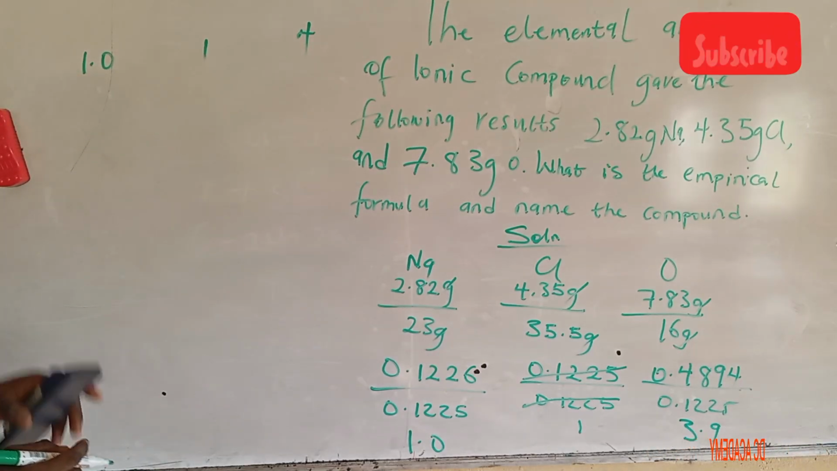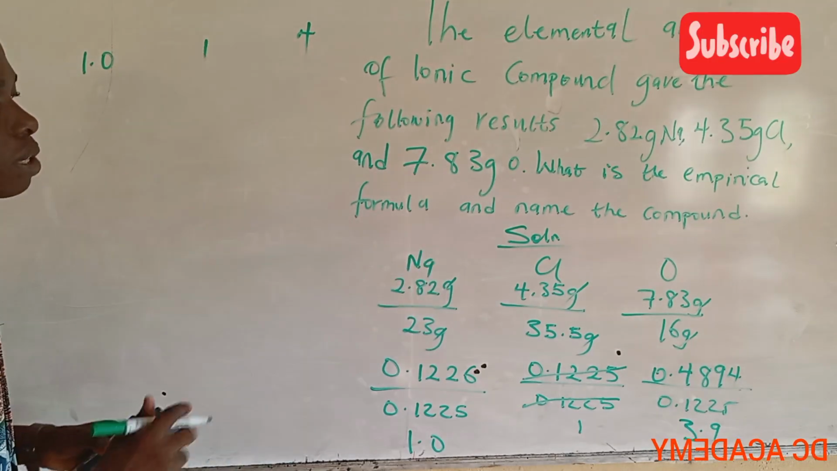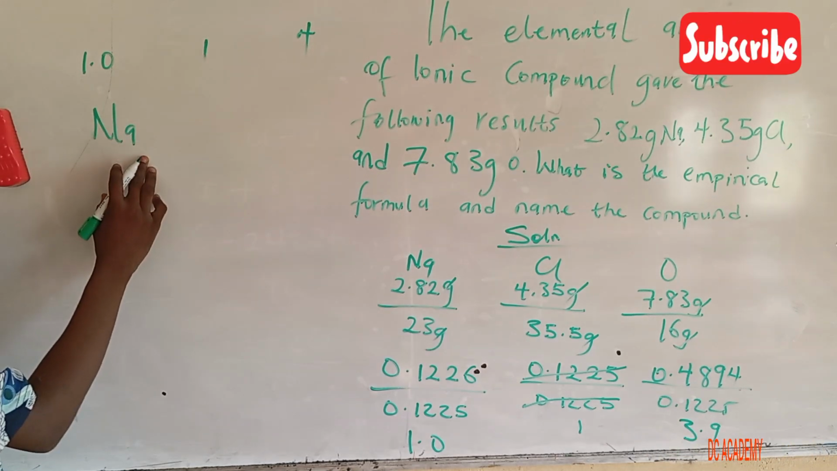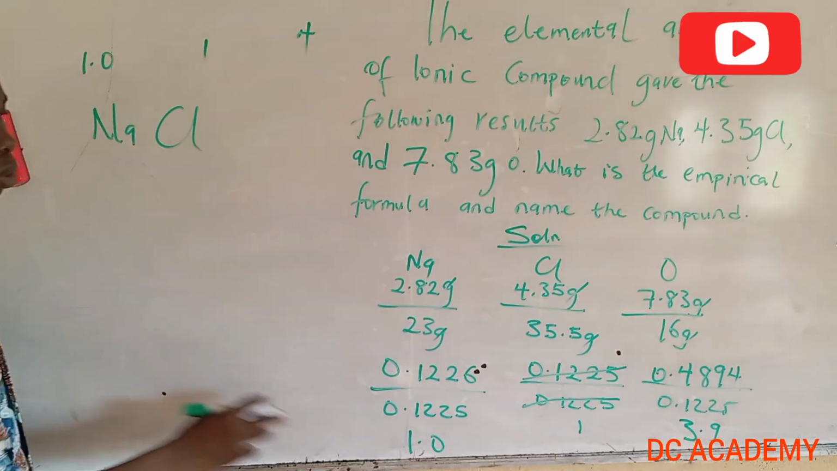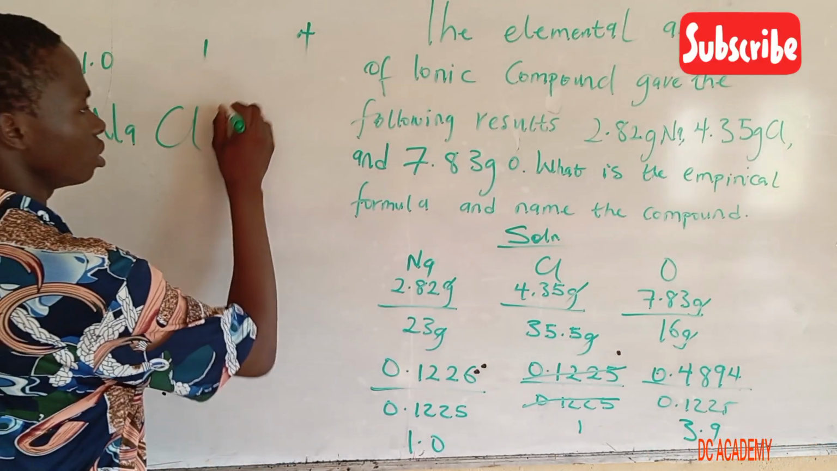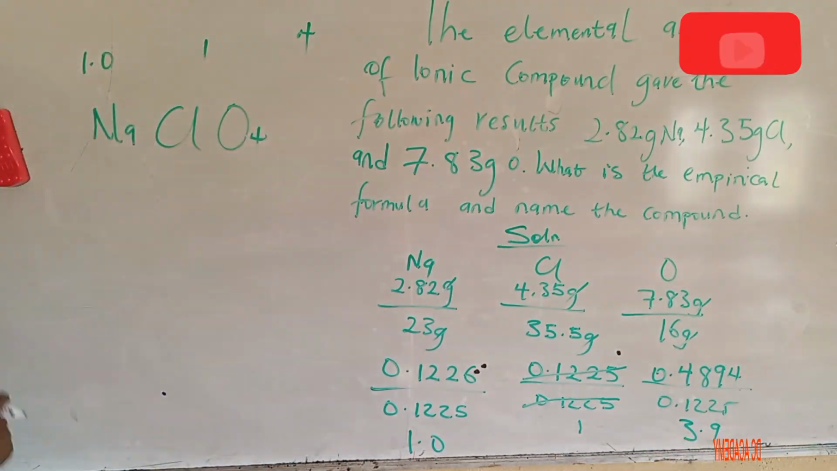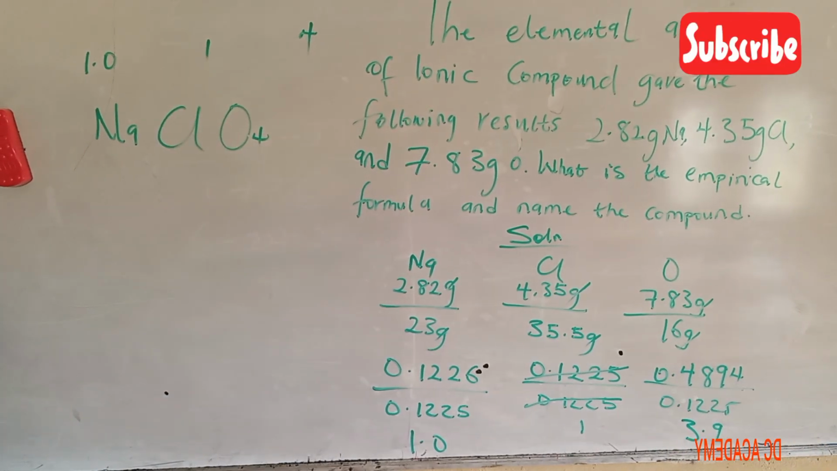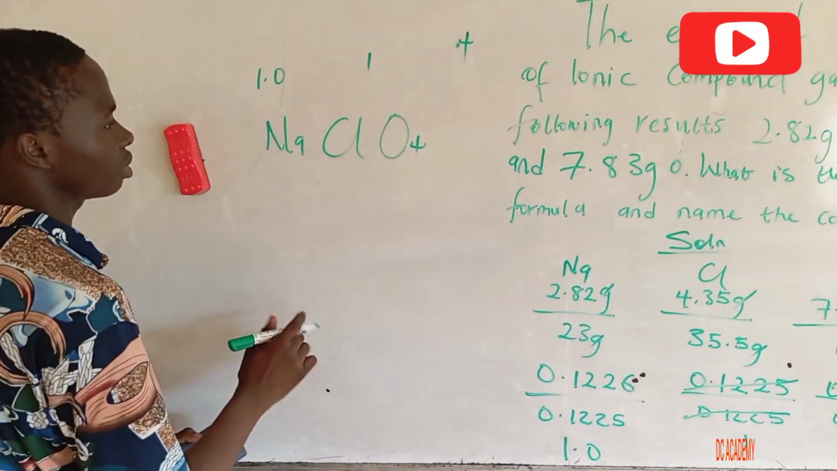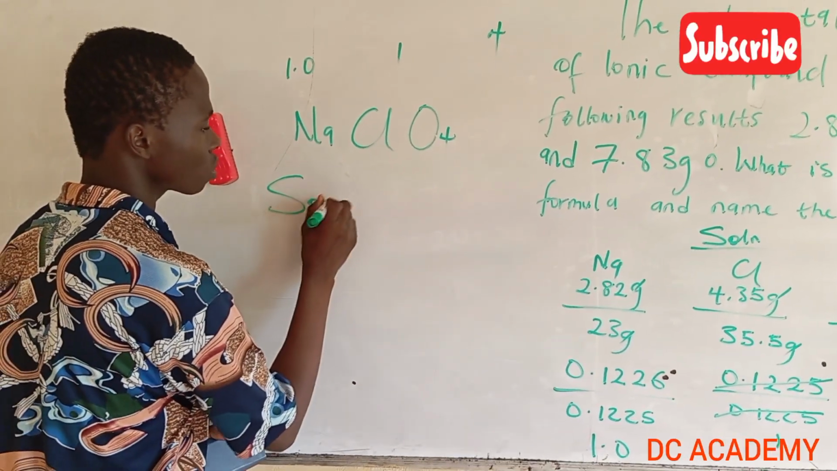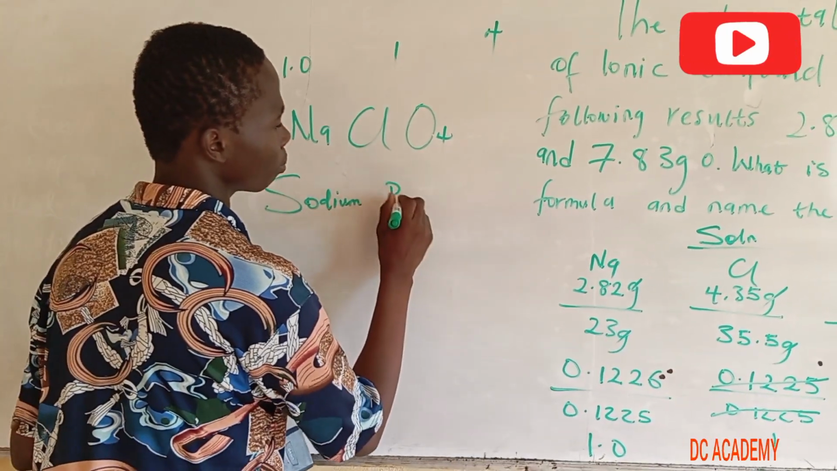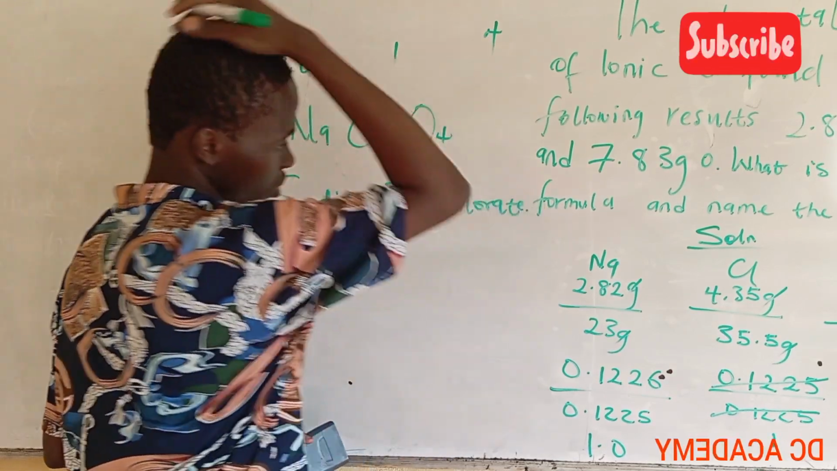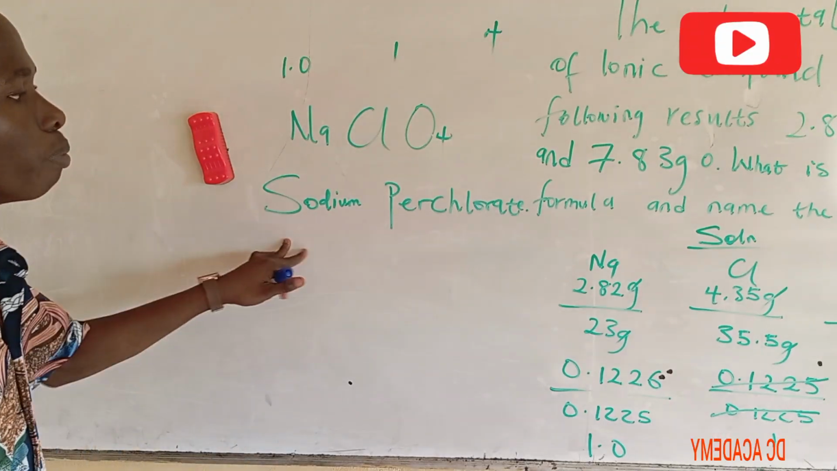So that means, let's remember the elements. Sodium has 1, so we write the first element. Chlorine has 1, no need to write it. And oxygen has 4. So this is the empirical formula, NaClO4. The name of this compound is sodium perchlorate.